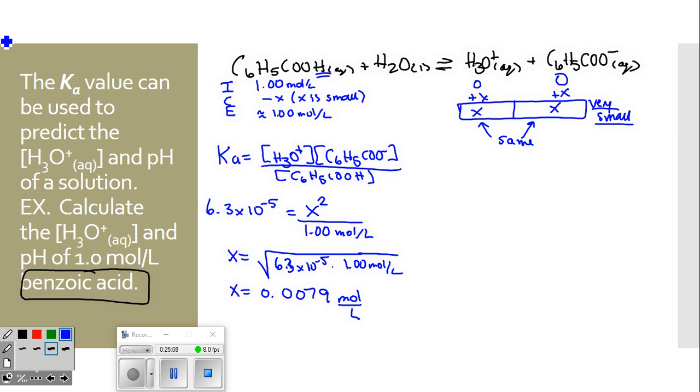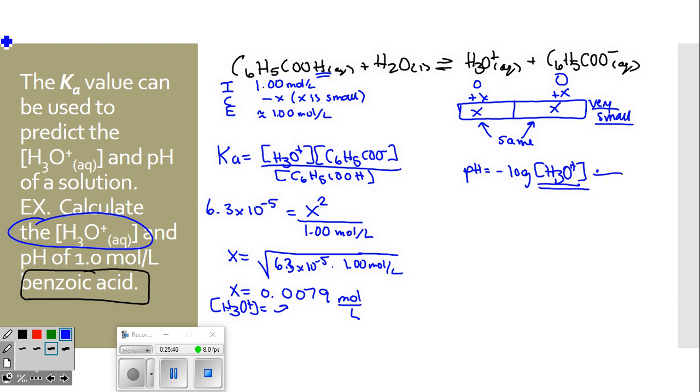Now, what did I say x was? Well, it was the concentration of hydronium, or the concentration of that ion. Hydronium is really what I'm after, because it told me to calculate this. So I can say that that's the concentration of hydronium. Then, because now I know hydronium, I can calculate the pH. pH is negative log concentration of hydronium.